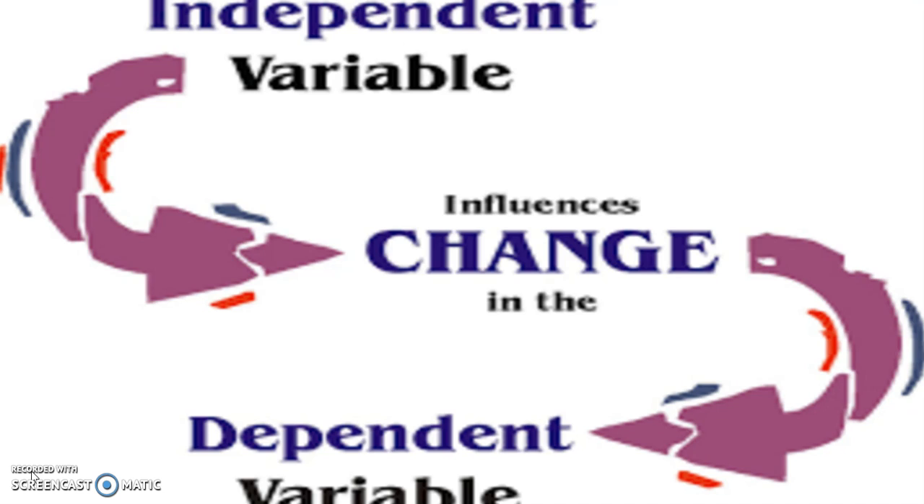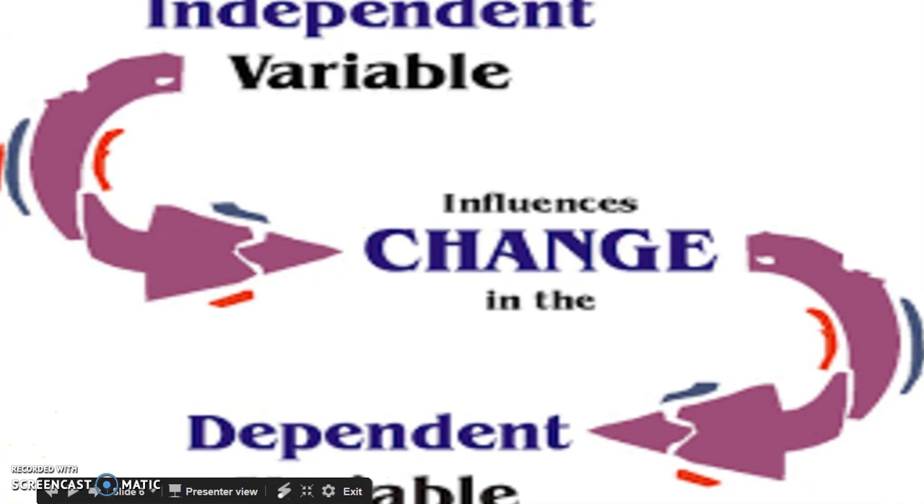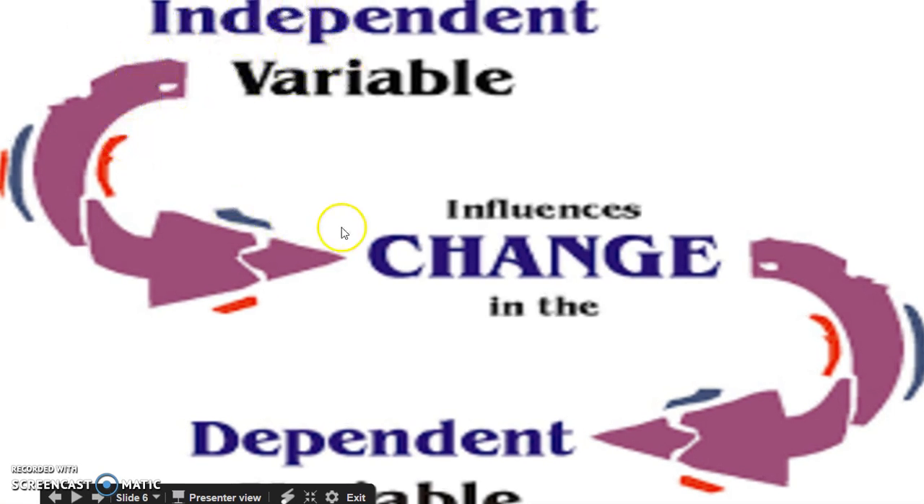Your independent variable is the thing that you manipulate. It's the thing that you change. And then from that, the dependent variable will change based on what you have done to the independent variable. So again, you change the independent variable, and then based on that change, the dependent variable will also change. As you can see on this graphic here, the independent variable will force a change onto the dependent variable.